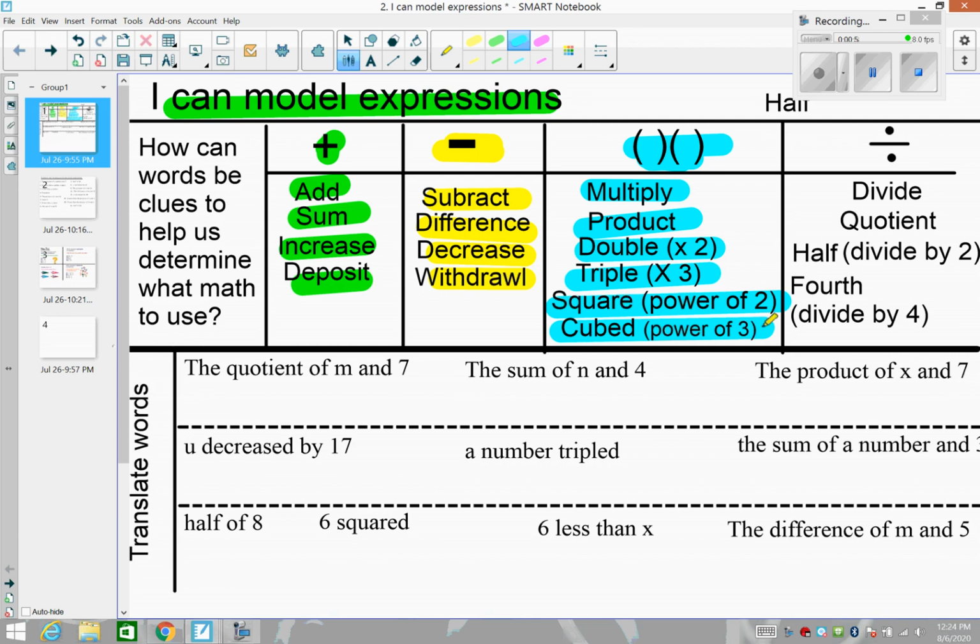So what is the fourth power, the fifth power, the sixth power, and so on? Those are known as something to the fourth power, something to the fifth power. I don't know of any fancy names for those. And then finally, divide, quotient. Half means to divide by 2. Fourth means to divide by 4. So some of those phrases that you can refer to as you go.